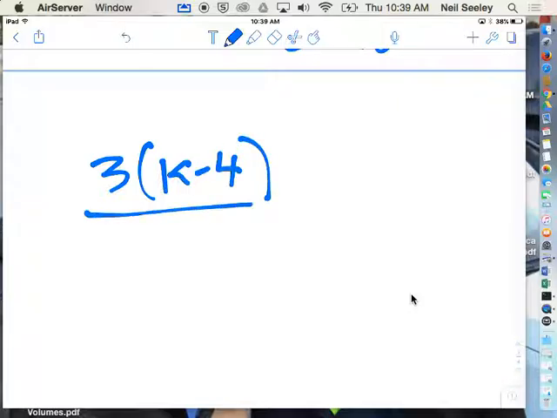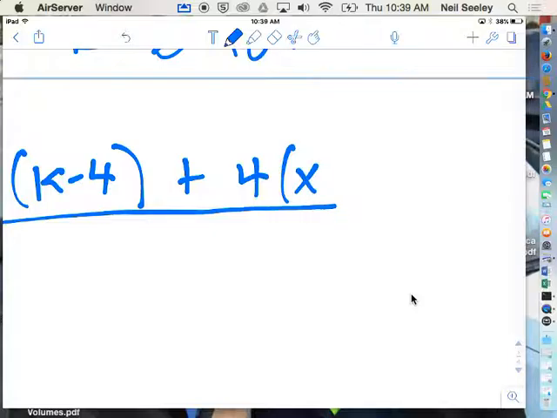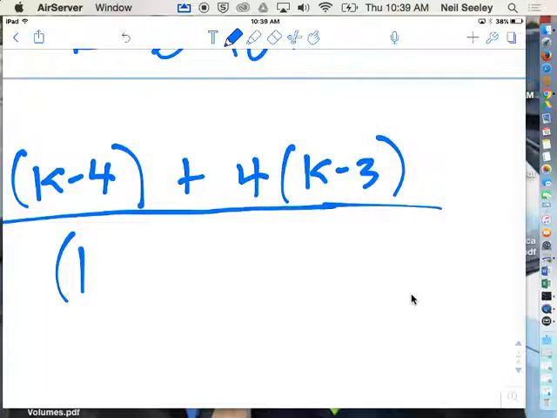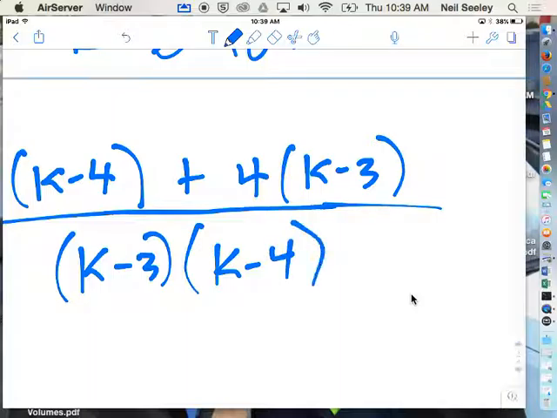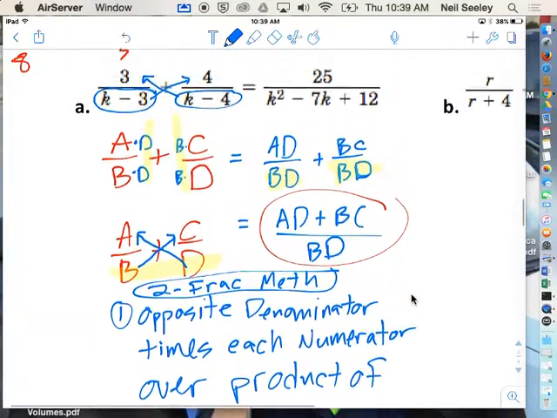And on the bottom here, the other denominator ends up being 4 times k. I made it an x. But, all right, k minus 3. And then over the product of the denominators, and that's nothing fancy. It's just about parentheses. Use parentheses, use parentheses, use parentheses. Ta-da! Ladies and gentlemen, we just added a very crazy looking fraction right there.